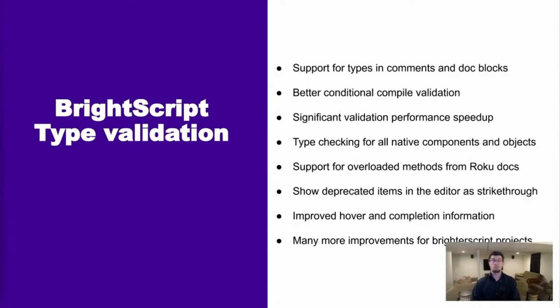We've improved the validation performance significantly by reducing the number of scopes we have to check. We've added type checking for all native components and objects. We support overloaded methods from the Roku docs. We also will now show deprecated items in the editor as strike-through, which are driven by the Roku docs, as well as the @deprecated annotation in your documentation comments.